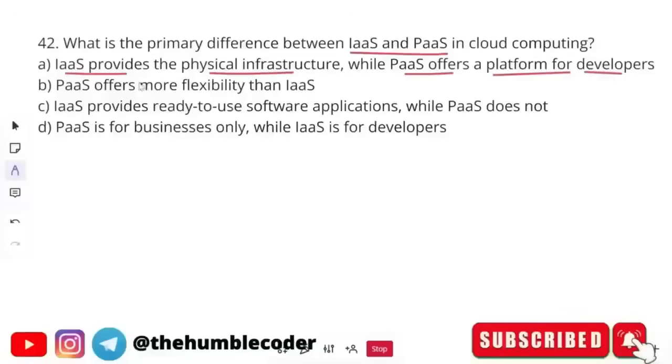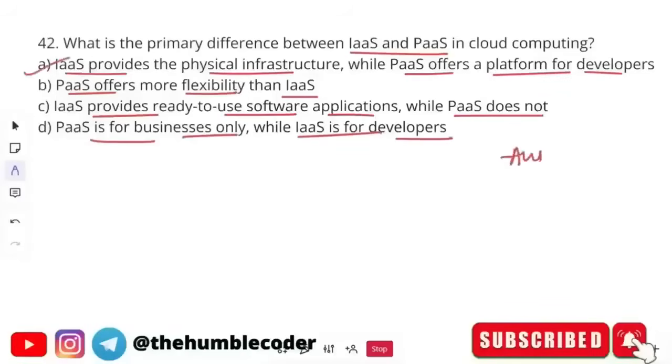Okay, let's see the next question that we have. Next option that we have, PaaS offers more flexibility than IaaS. IaaS provides ready-to-use software applications while PaaS does not. PaaS is for business only, while IaaS is for developers. So guys, the correct answer for this is option number A, which is IaaS provides physical infrastructure while PaaS offers a platform for developers.